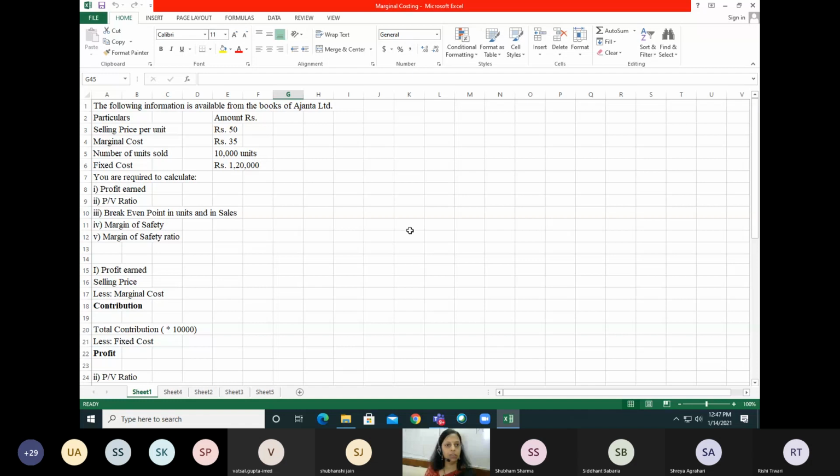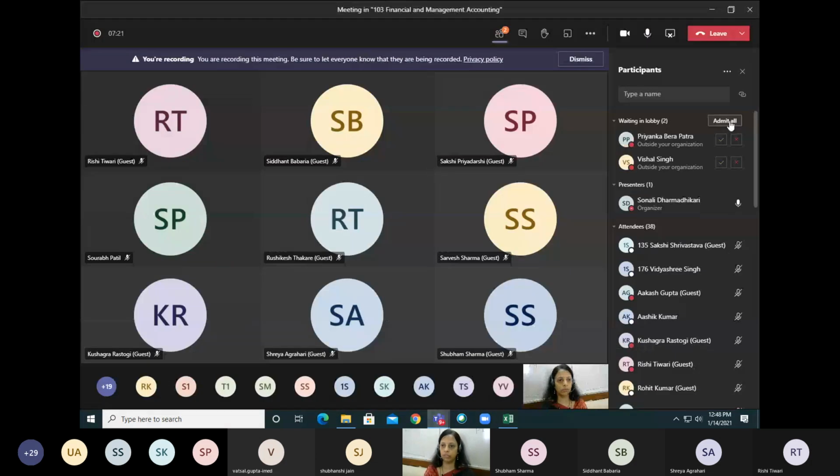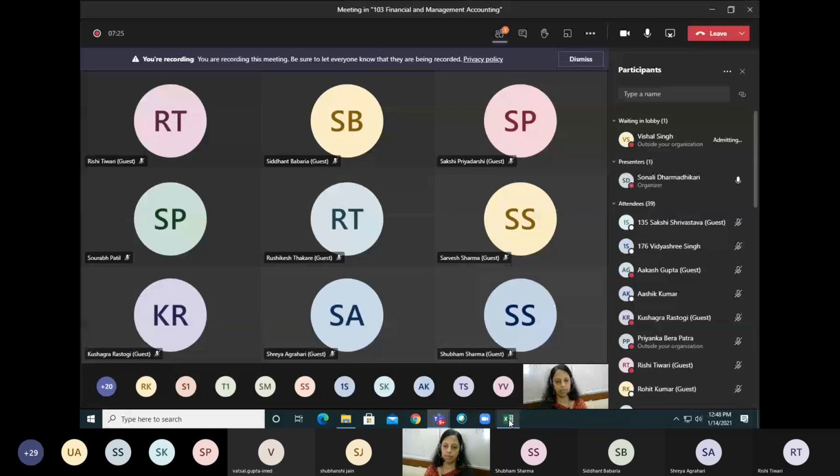The following information is available from the books of Ajanta Limited. So they have given two columns, particulars and amount. Now here in this question, the information is given per unit: selling price, marginal cost, number of units sold and fixed cost. And first we have to calculate profit. What is the profit earned by the company during the period?